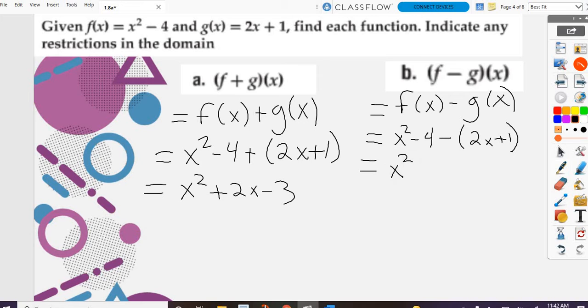X squared minus 2x minus 5. Okay? So a lot of people remember to do it to the 2x, but then they forget to apply it to like the 1. Okay? So just be careful because you're subtracting the whole thing, not just that first number. Does that make sense? So that's why I put the parentheses around it to remind myself I'm subtracting everything. Okay? Questions on either one of those?